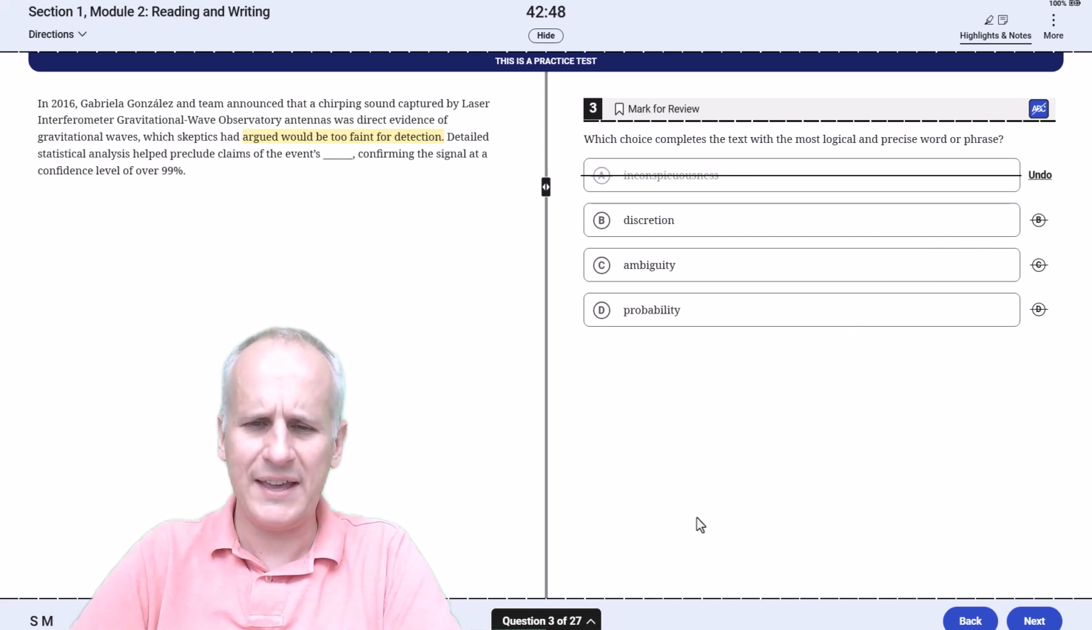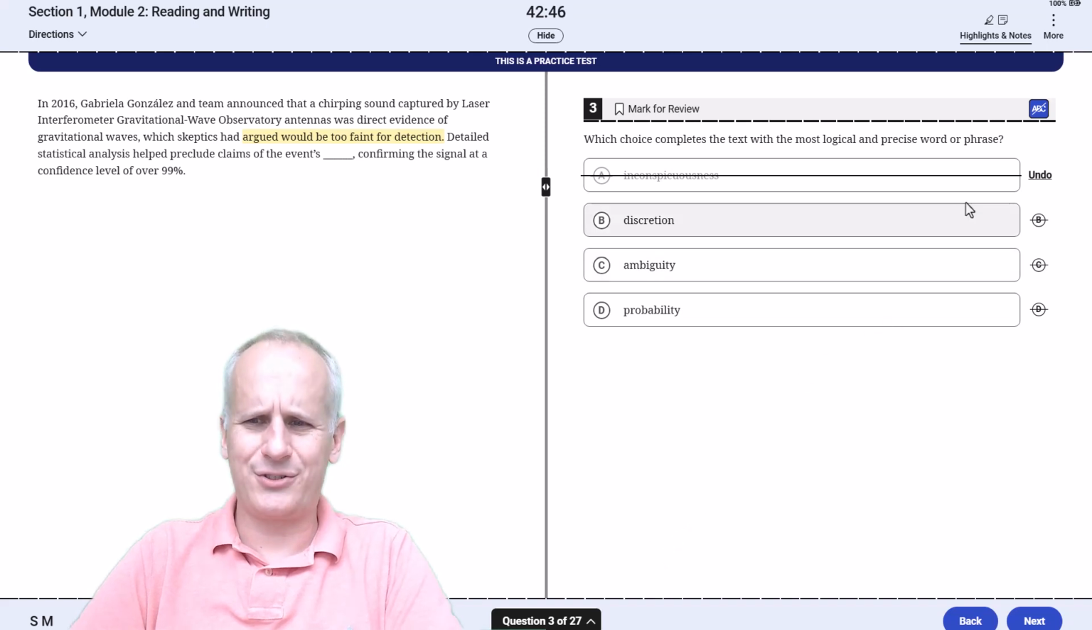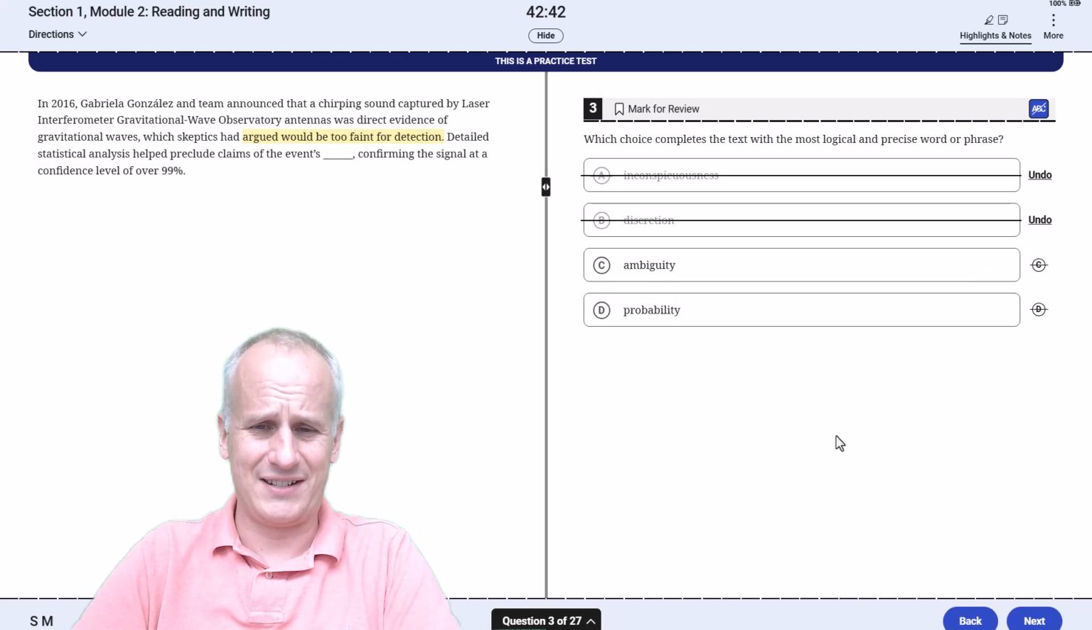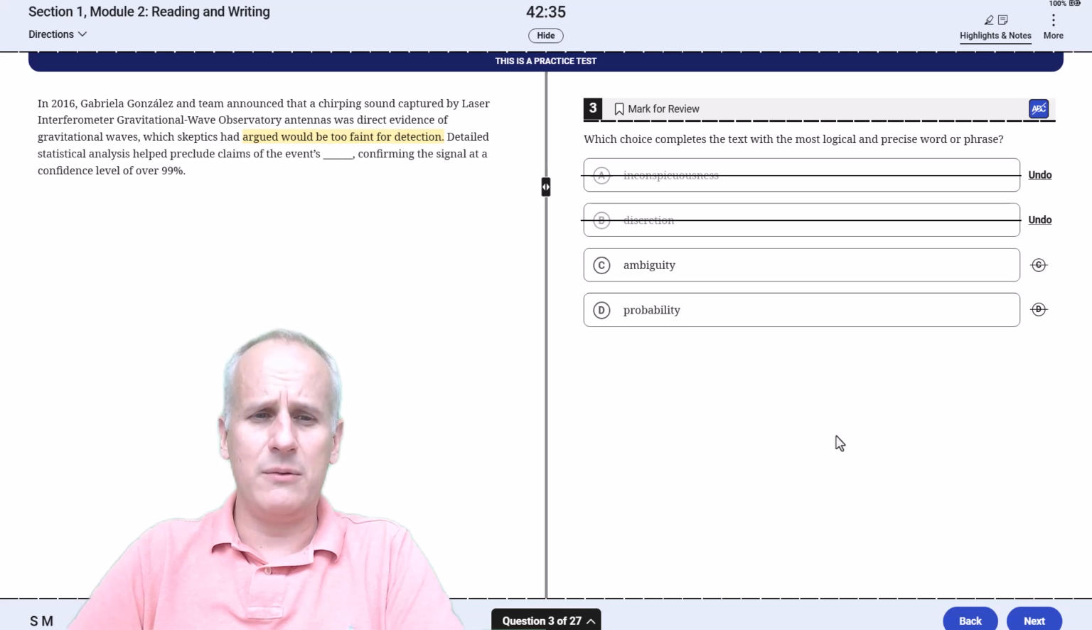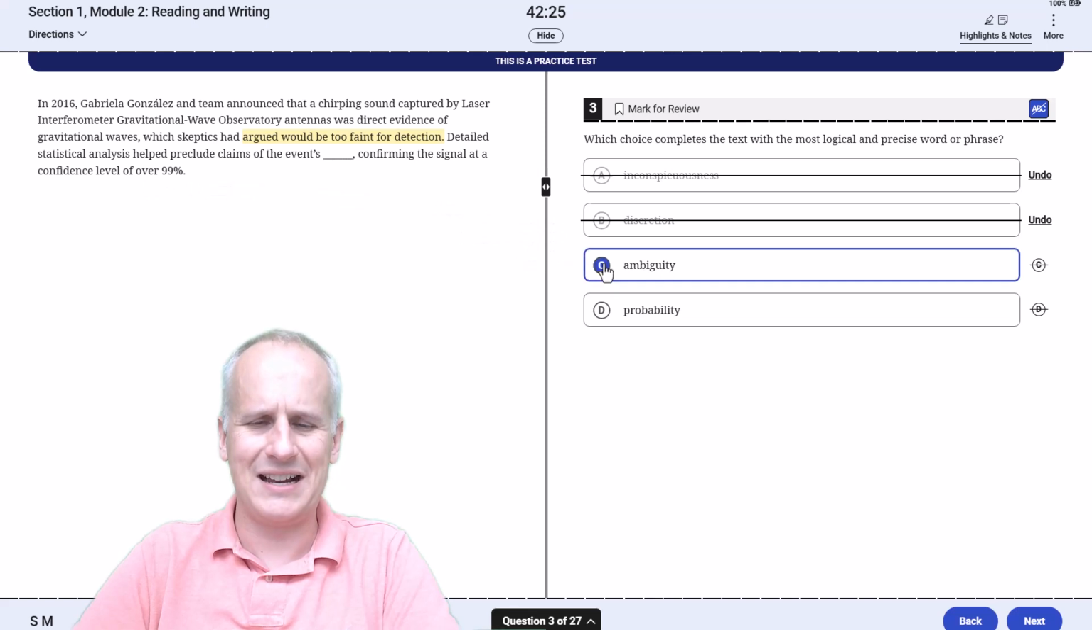detection. Then discretion, well, discretion, again, wouldn't even really make sense for the subject of the event's something. So the event itself isn't going to possess discretion of being hidden. Then ambiguity. Well, if something is ambiguous, then it would be too faint for detection. And ambiguity is in direct contrast to this confirmation of the signal at a confidence level of over 99%. So C does fit both pieces there.